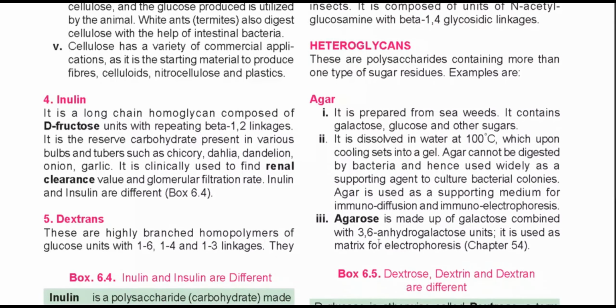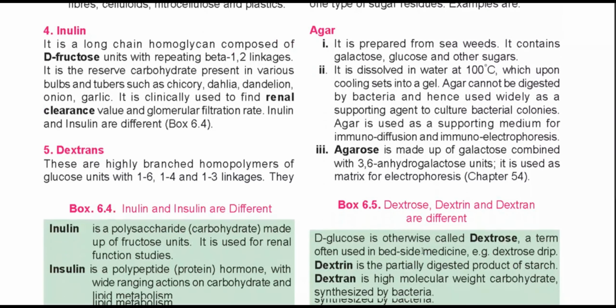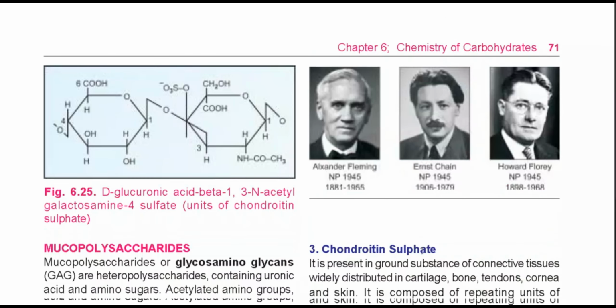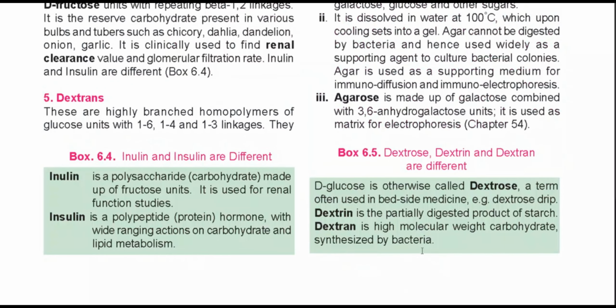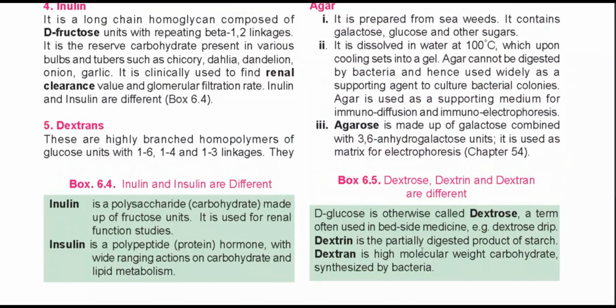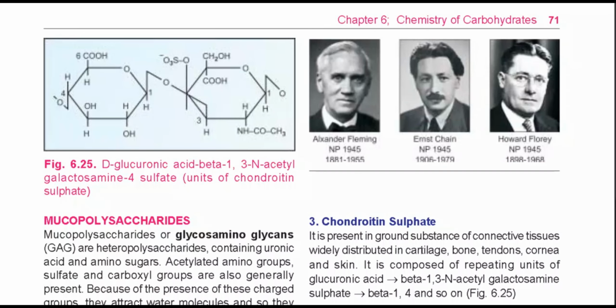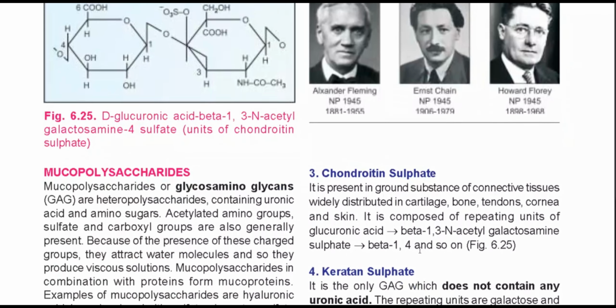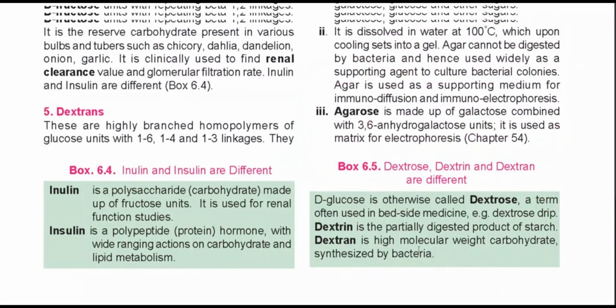And agarose is made up of galactose combined with 3,6-anhydrogalactose units. It is used as the matrix for electrophoresis. So in this way, we have discussed these homopolysaccharides and heteropolysaccharides. Besides this, there are some mucopolysaccharides that we will discuss separately in our next lectures.